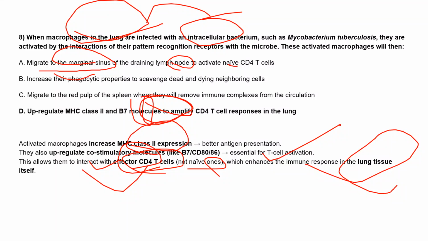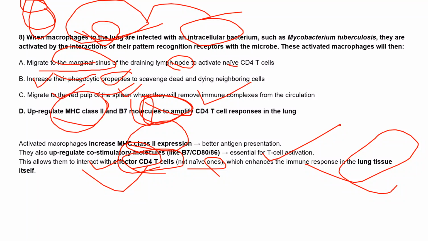Second, does it increase their phagocytic properties to squelch dead cells? No, it will not, because these macrophages are present in the lung. These are not normal macrophages, right? It can't increase. Migrate to the red pulp of the spleen, where they will remove immune complexes? It will not migrate to the spleen. It just upregulates this expression, because they are already infected, and this is an intracellular bacterium. If it were extracellular, in that case normal macrophages could migrate to the marginal sinus and activate the naive CD4 T cells.